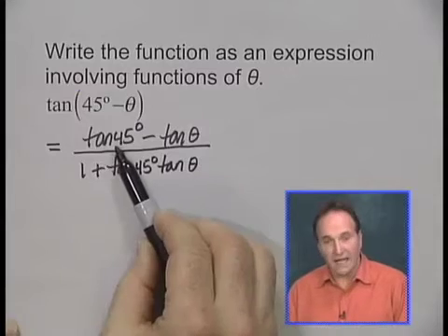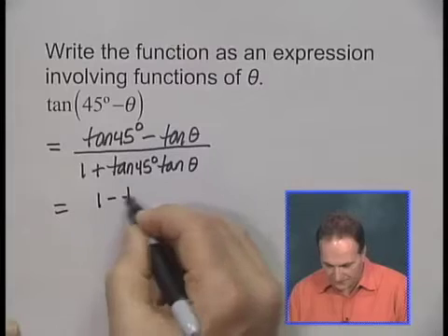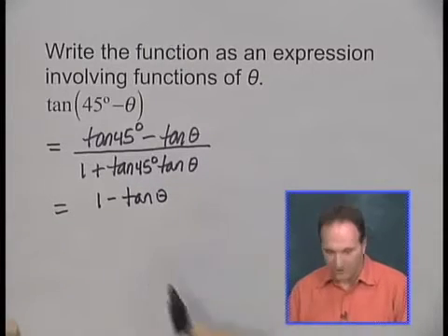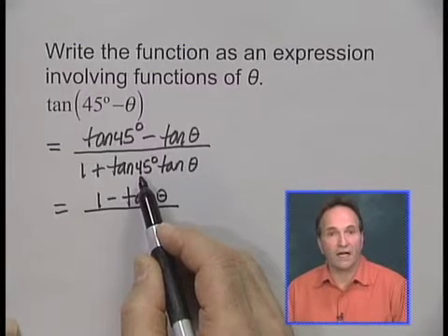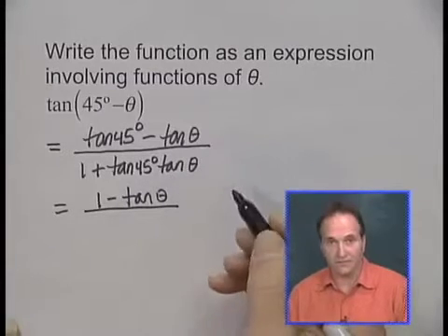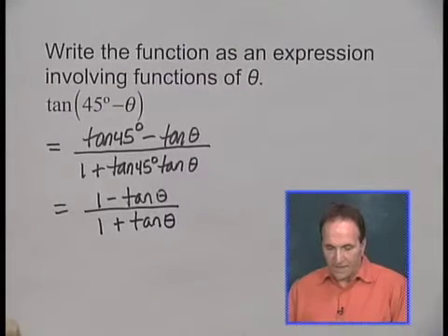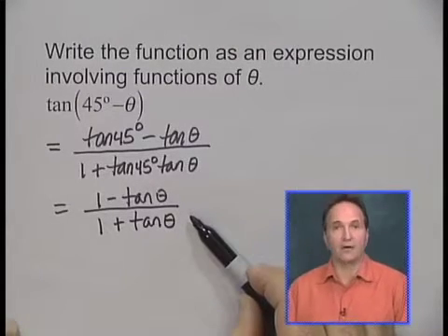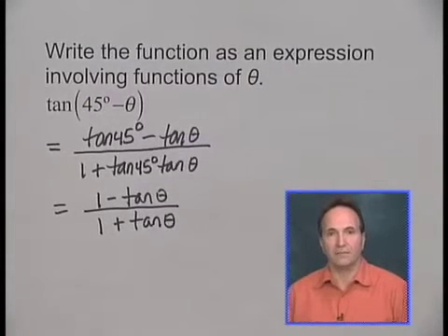We can evaluate the tangent of 45 degrees, which is equal to 1. So we have 1 minus the tangent of theta in the numerator. And in the denominator, we can evaluate tangent of 45 degrees, which is 1. 1 times the tangent of theta would simply be tangent of theta. So we would have 1 plus the tangent of theta. And when we look at this expression, it is now involved with just functions of theta, and we've completed that example.